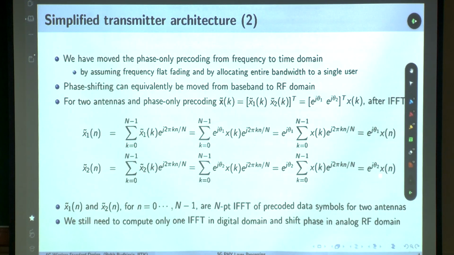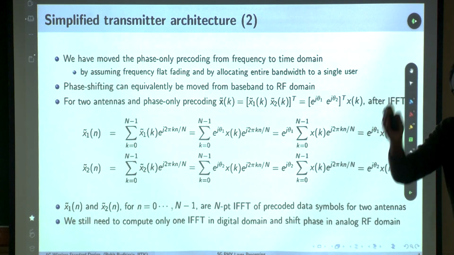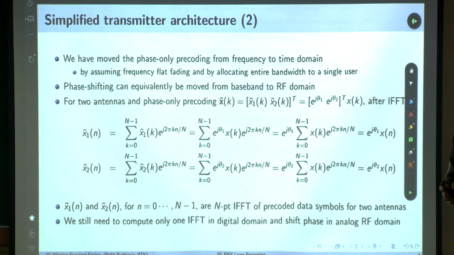Now you have a two antenna system. You remember, if we had a 64 antenna system, how many IFFTs would you have to do? 64 different IFFTs, because you are creating 64 different resource grids.